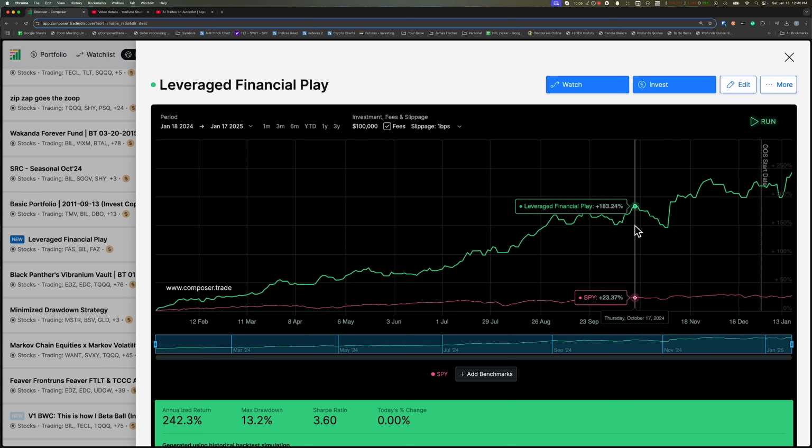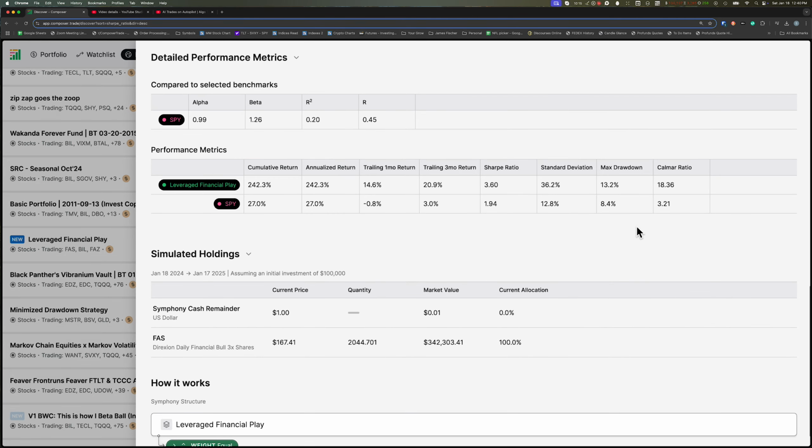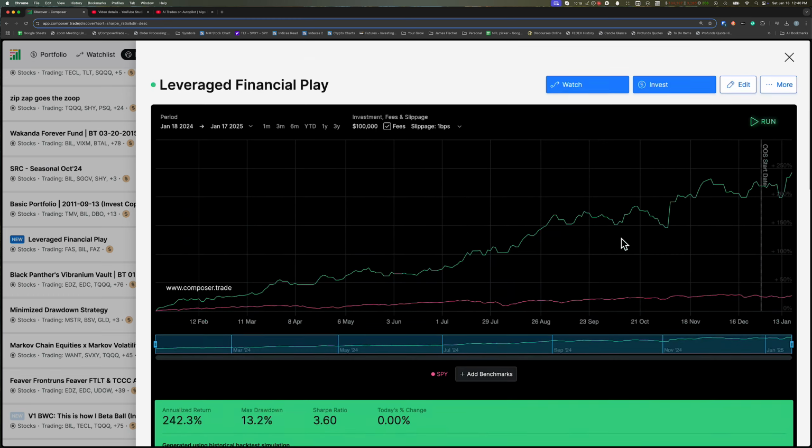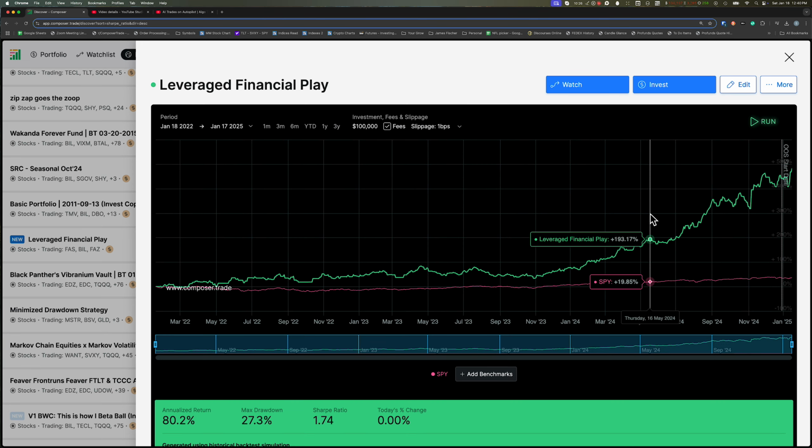But when you're up that much, it depends on your tolerance level, right? But I would consider this to be a reasonable one. You want to make sure that you test it over more than this time. This is 1 year. Let's do 3 years and see what it looks like. Okay, still pretty good, right?